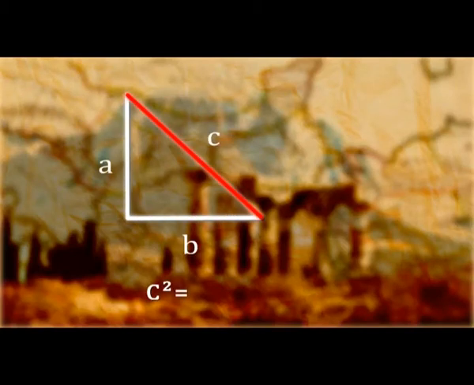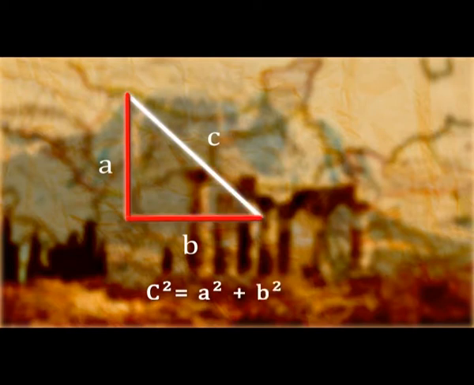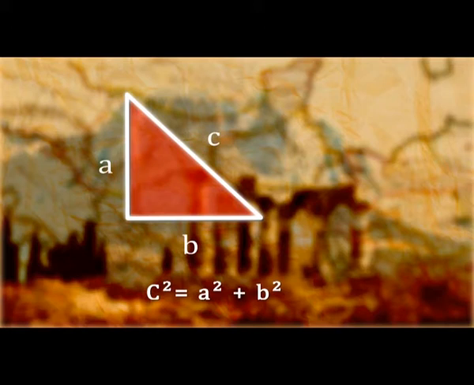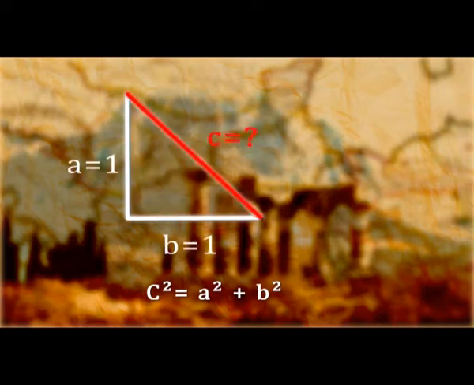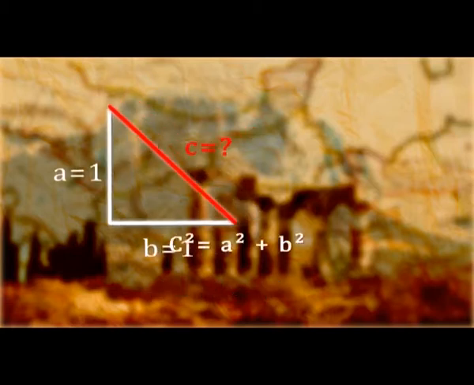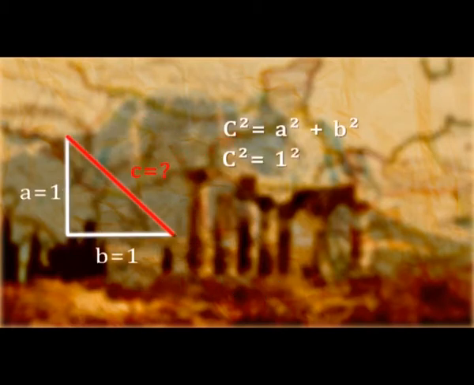Wondering how? Well, the theorem famously states that the square on the hypotenuse is the sum of squares on the other sides. Now, when the Pythagorean theorem is applied to a triangle where both sides measure 1, let's see what happens to the hypotenuse. C squared is equal to 1 squared plus 1 squared, which is equal to 2. And that means C is the square root of 2.